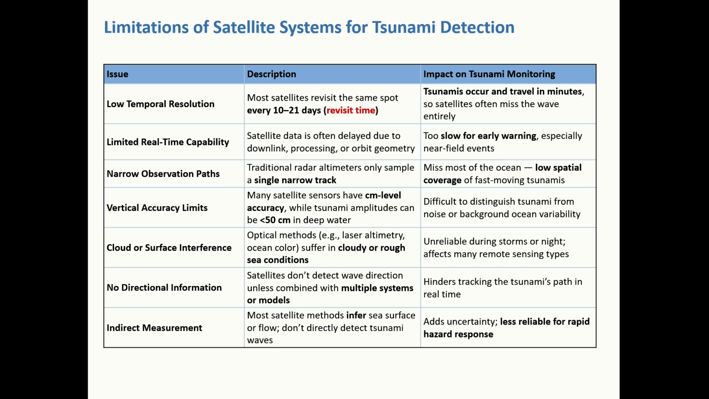They have limited real-time capability. The satellite needs to make a connection with the land-based station, so that doesn't happen in real time. And then we have a lot of data that needs to be post-processed. So it's simply too slow for an early warning system. They also have a narrow observation path. But the most important one is the low temporal resolution that I just talked about.